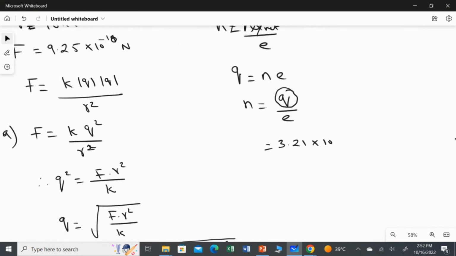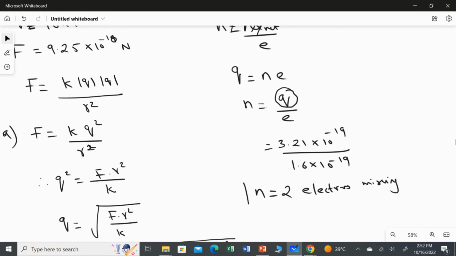3.21 multiplied by 10 to the power of minus 19 divided by the charge, elementary charge value is 1.6 multiplied by 10 to the power of minus 19. You will get the number of electrons missing. How many electrons are missing? 3.21 10 to the power of minus 19 divided by 1.6 10 to the power of minus 19 gives the answer of 2 electrons. 2 electrons missing. Clear? So this is the answer for the second part.